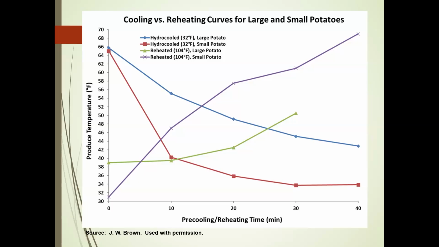Now, what happens if you take the cold potatoes and then reheat them? In this test, they were placed in a chamber set to 104 degrees Fahrenheit. The purple line represents the reheating curve for small potatoes, and you can see that they reheated very, very quickly. As before, since the large potatoes cooled slowly, they also reheated more slowly than the small potatoes, and their reheating curve is represented by the green line.